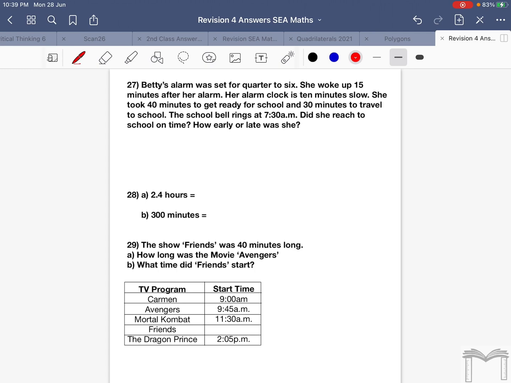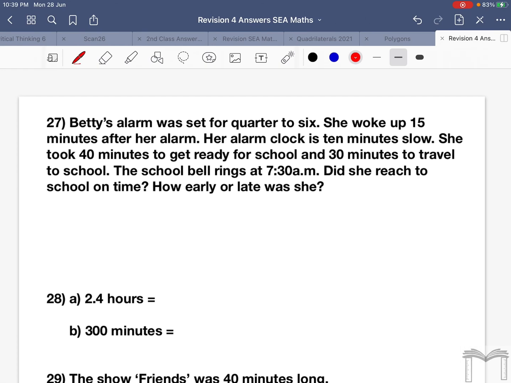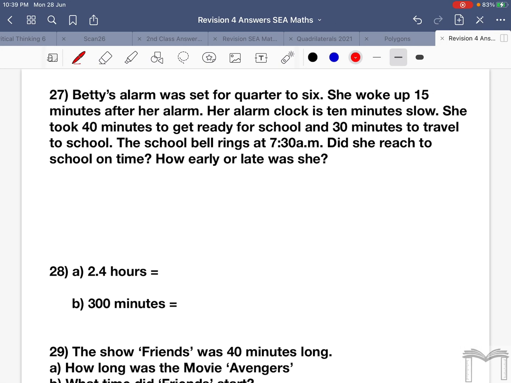Betty's alarm was set for 5:45. She woke up 15 minutes after her alarm. Her alarm clock is 10 minutes slow. She took 40 minutes to get ready for school and 30 minutes to travel to school. The school bell rings at 7:30 a.m. Did she reach the school on time? How early or late was she?